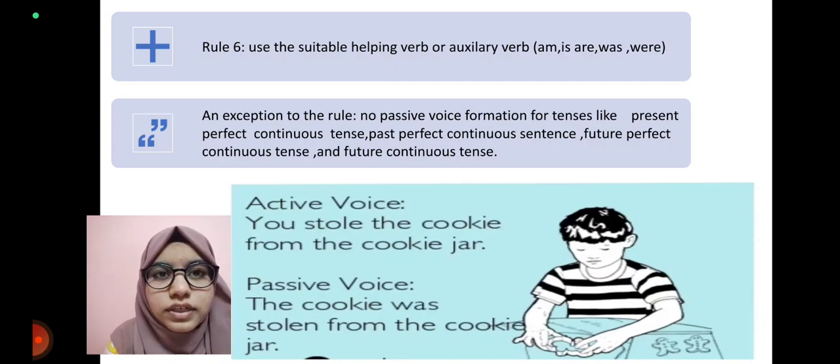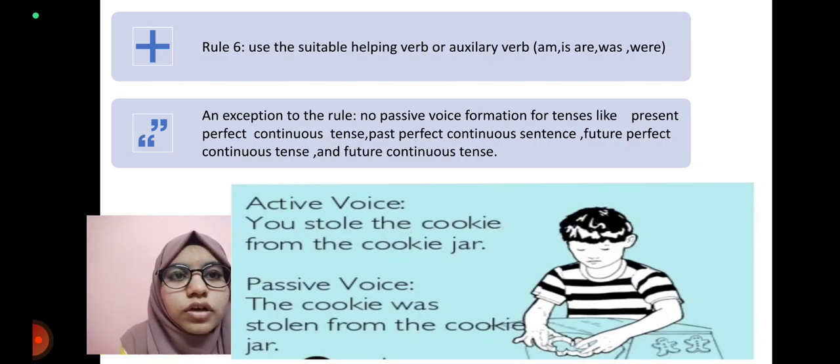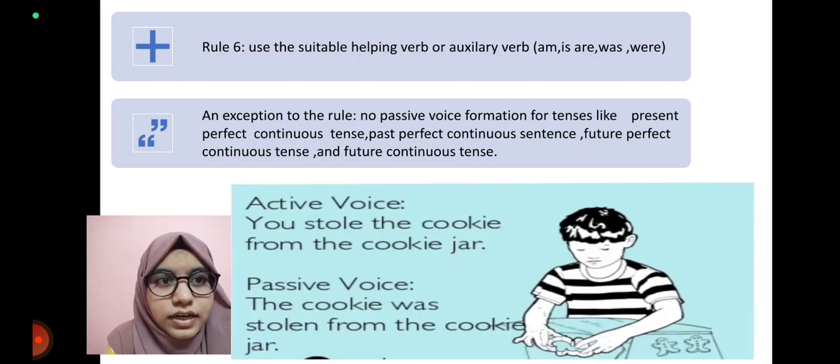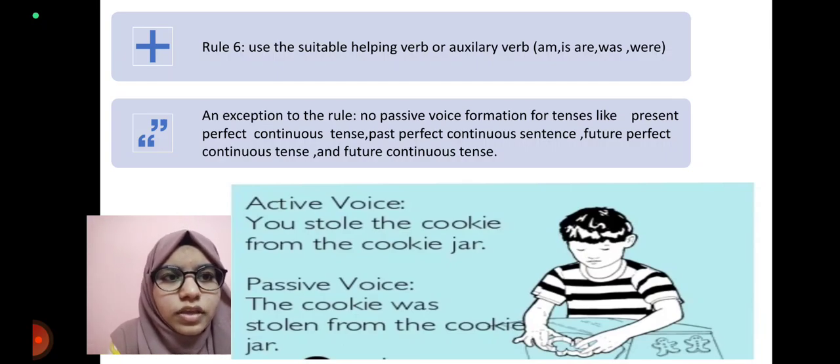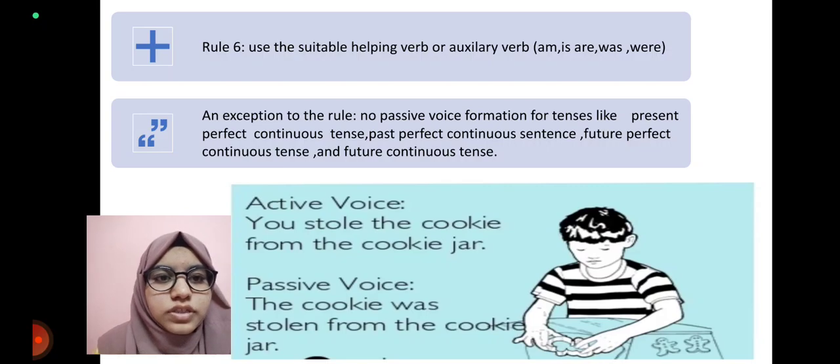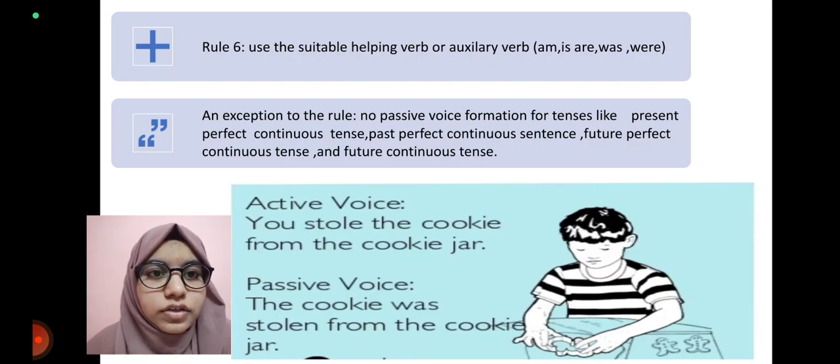And next, rule 6 is use the suitable helping verb or auxiliary verb like am, is, are, was, were, and so on. There is one exception to the rule. No passive voice formation for sentences in present perfect continuous tense, past perfect continuous tense, future perfect continuous tense, and future continuous tense. Here is one such example of it.